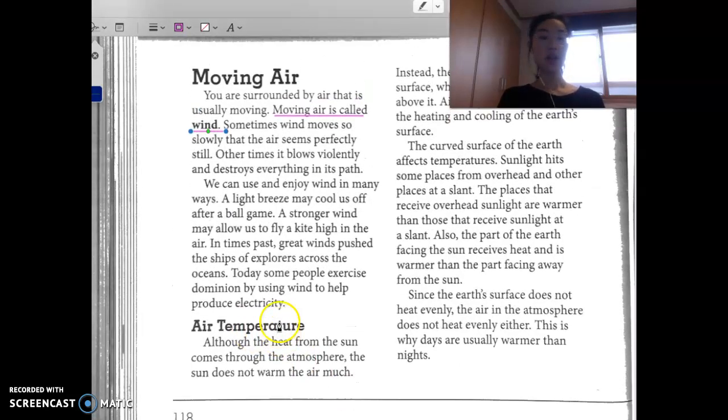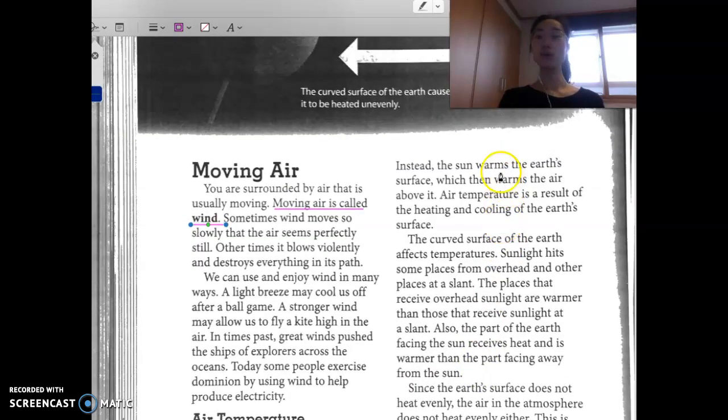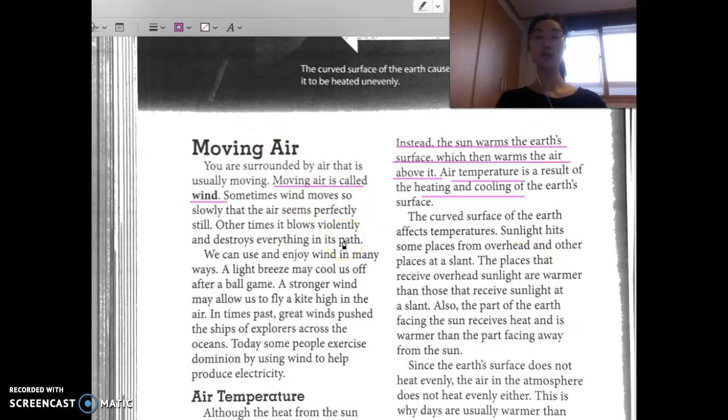Air temperature. Although the heat from the sun comes through the atmosphere, the sun does not warm the air much. Instead, the sun warms the Earth's surface, which then warms the air above it. Air temperature is a result of the heating and cooling of the Earth's surface. The curved surface of the Earth affects temperatures. Sunlight hits some places from overhead and other places at a slant. The places that receive overhead sunlight are warmer than those that receive sunlight at a slant.